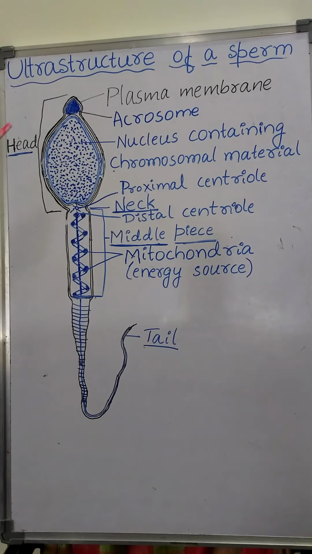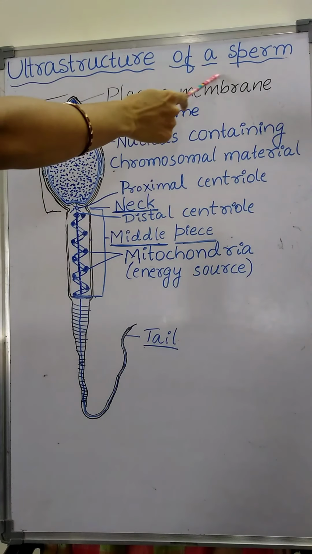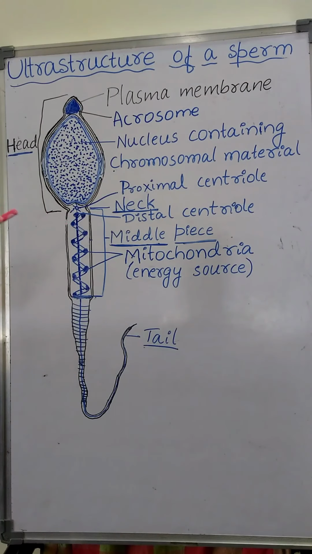Dear students, in today's class, let us discuss the ultrastructure of a sperm or male gamete. This is the diagrammatic view of a sperm. Human sperm is a microscopic structure, meaning very small, measuring about 52 to 62 micron in length.